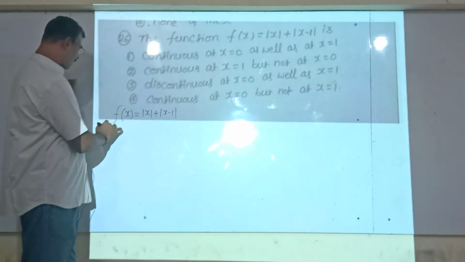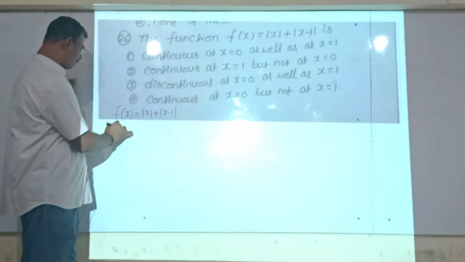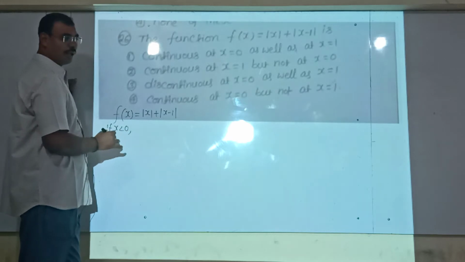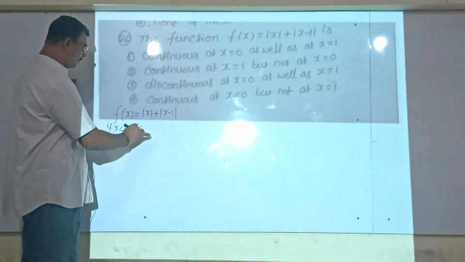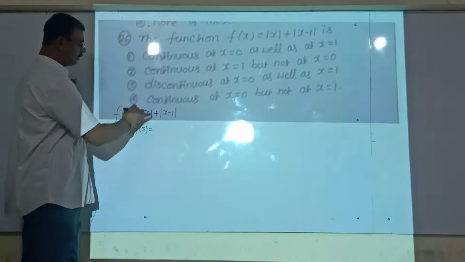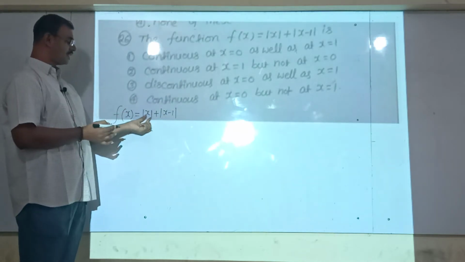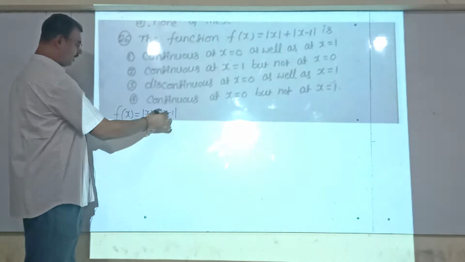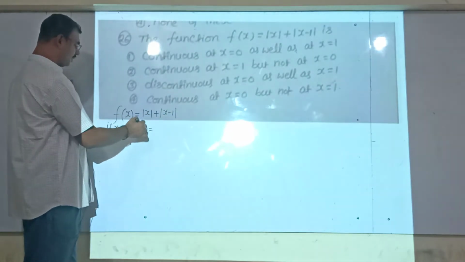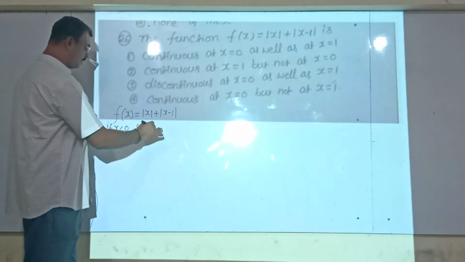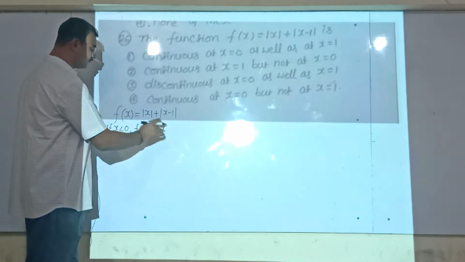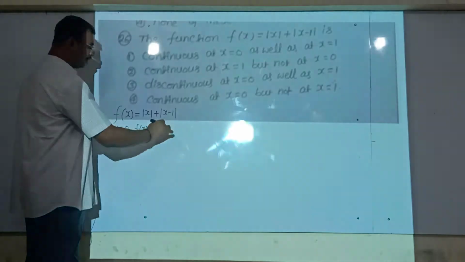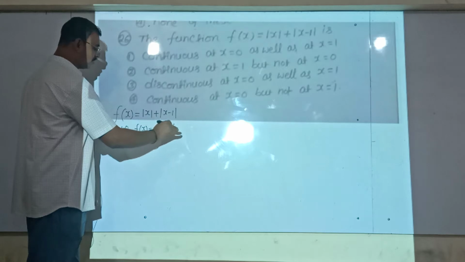Now I am taking here if x is smaller than 0. When x is smaller than 0, x is negative, and x minus 1 is also negative by definition. Substitute a negative number smaller than 0, any number we can take, and negative will come here. So this is minus x, and this is minus of x minus 1.